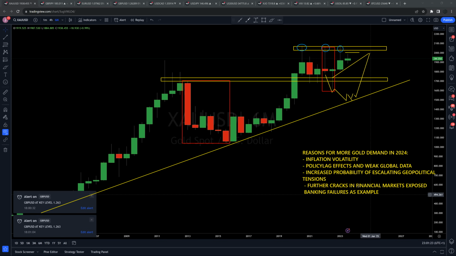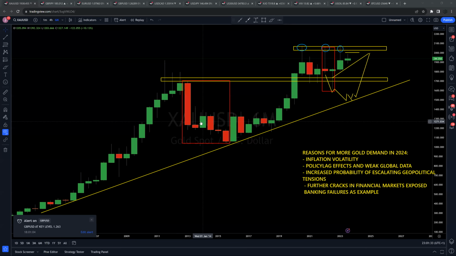This is all just going to create this bubble of fear and a poor negative sentiment towards global economic growth and global stability, which in the essence of gold increases its demand as a safe haven asset class, right?